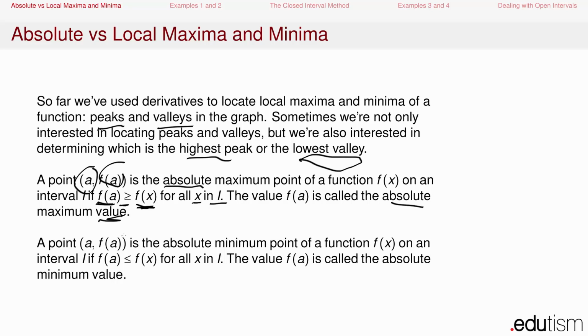A point (a, f(a)) is the absolute minimum point of a function f(x) on an interval I if the y-coordinate there is less than or equal to every other y-coordinate for all x in the interval. The value f(a) is called the absolute minimum value. Again, the absolute minimum point is an x-coordinate and a y-coordinate. The absolute minimum value is just the y-coordinate.